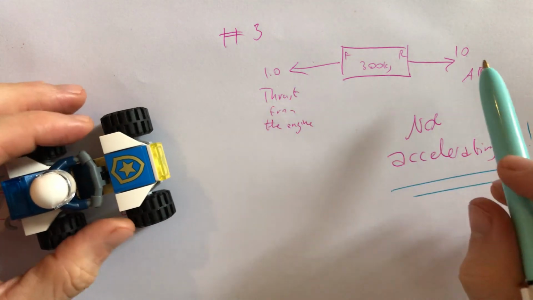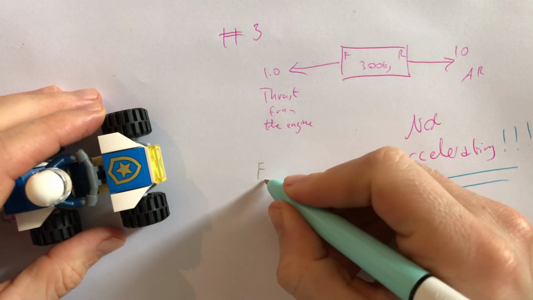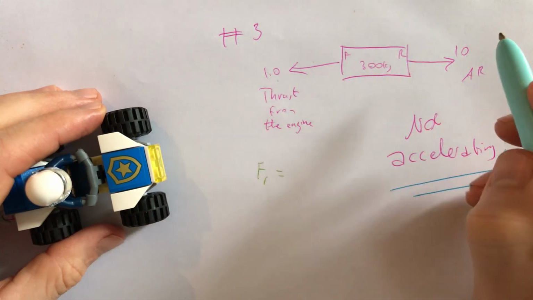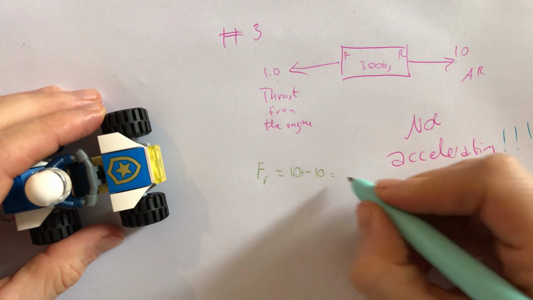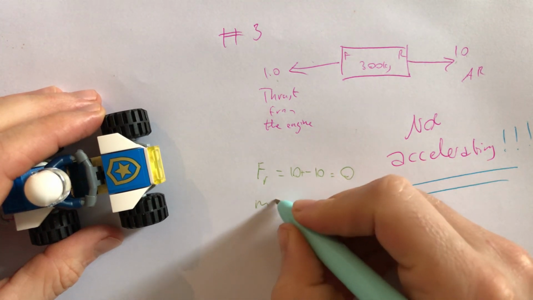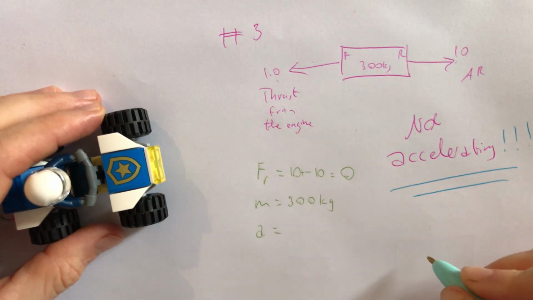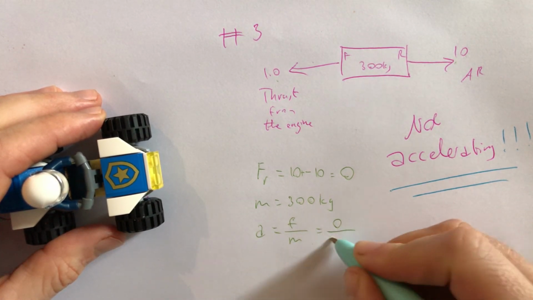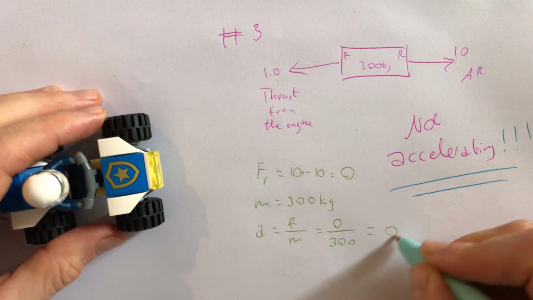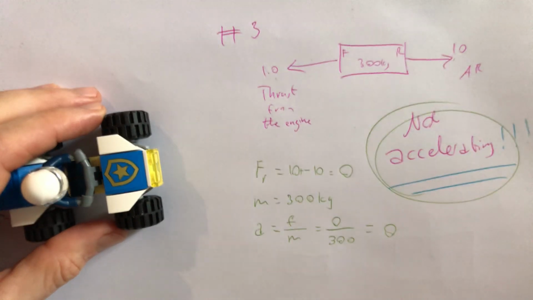So here we've got our resultant force. Let's just show it mathematically because we all love the maths. The resultant force is 10 minus 10, or plus negative 10, which equals 0. The mass is 300 kilos. The acceleration, well, is force divided by mass, which is 0 divided by 300, which is just 0. Okay, no acceleration. Oh, look at that.